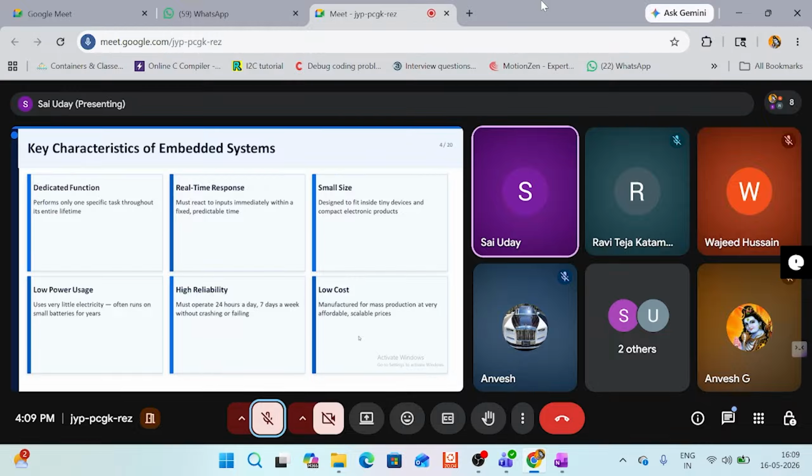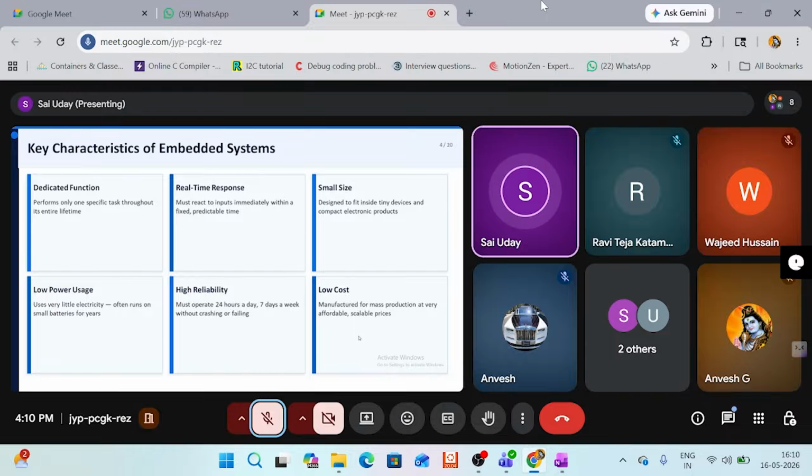Small size means we will design any type of product to fit into a small size. If you take any earpods, that is also an embedded system, and that also needs to be small. Then power usage, how much power we are utilizing. If you take any headphones or small mobile phone, everything is very small, like 0.5 or 0.6 amperes will be consumed. That is the main thing, power consumption.